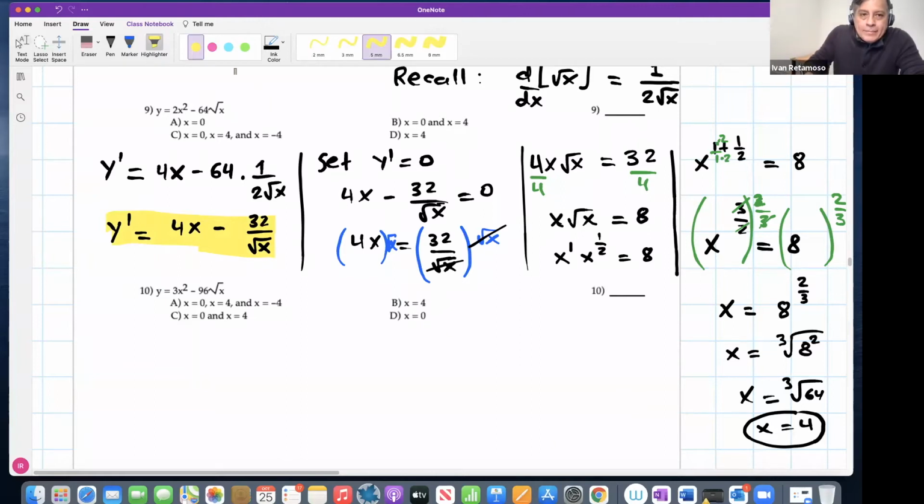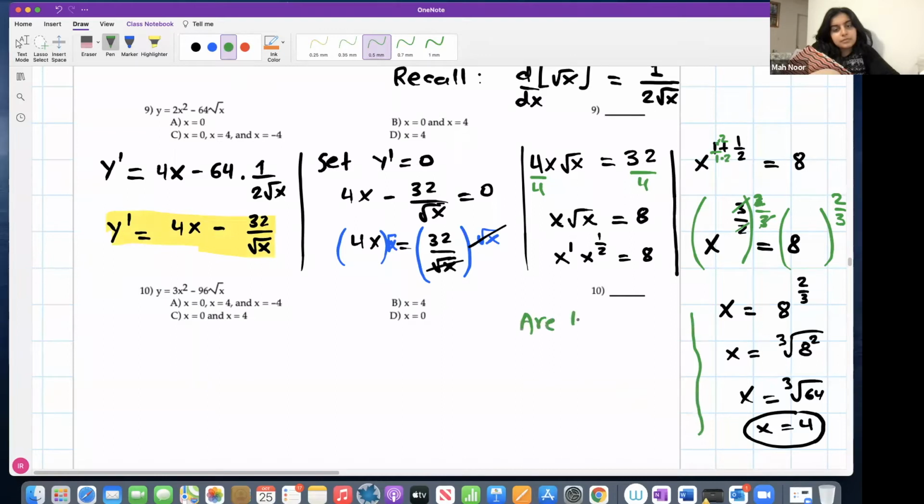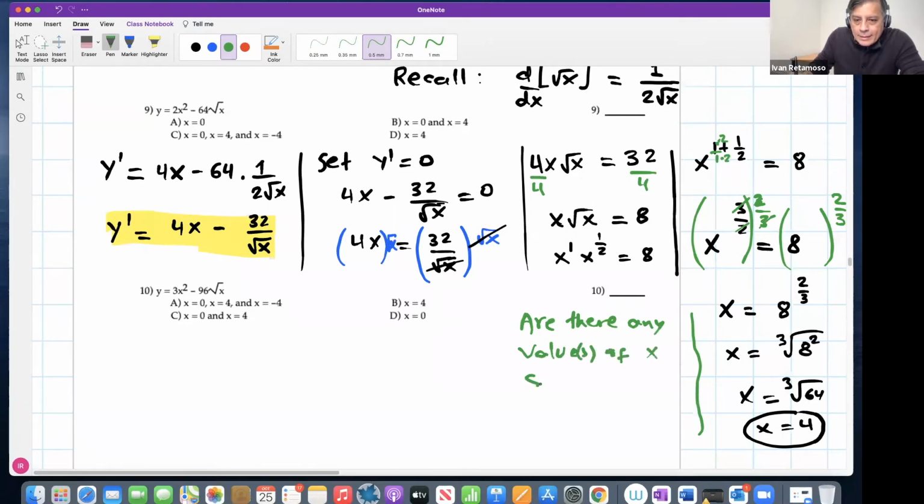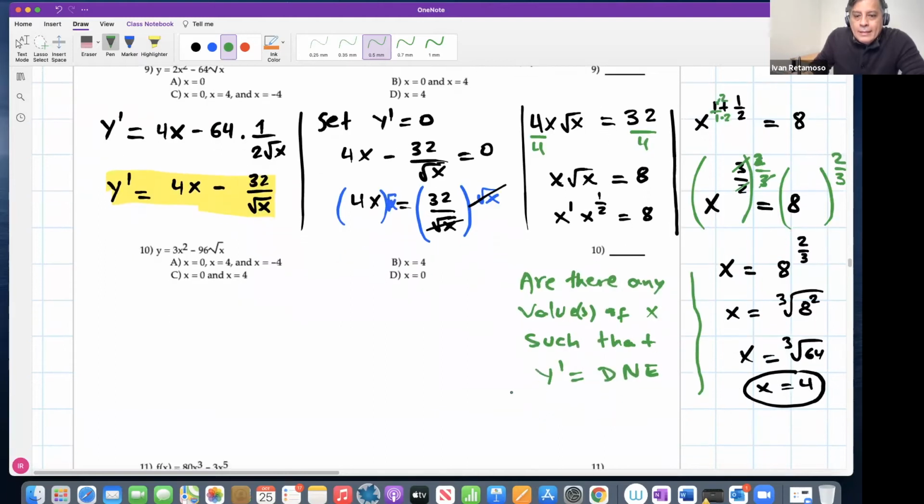So basically, you ask yourself, are there any value or values of x such that y prime does not exist or is undefined? And the answer in this case, yes. For x equals 0, right? Look, if you put 0 there, you're going to be in trouble. Square root of 0 is 0. 0 into 32, undefined. You're going to be in trouble, right? So this means that x equals 0 is also a critical point.